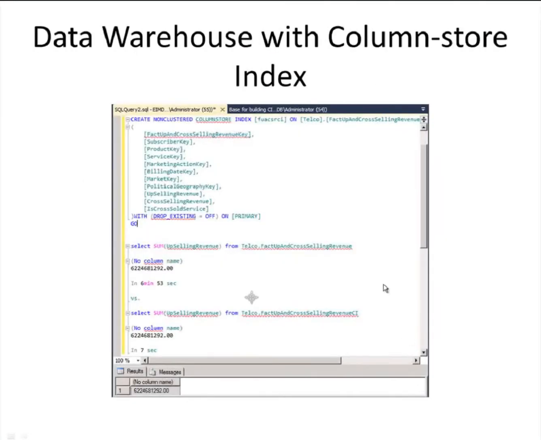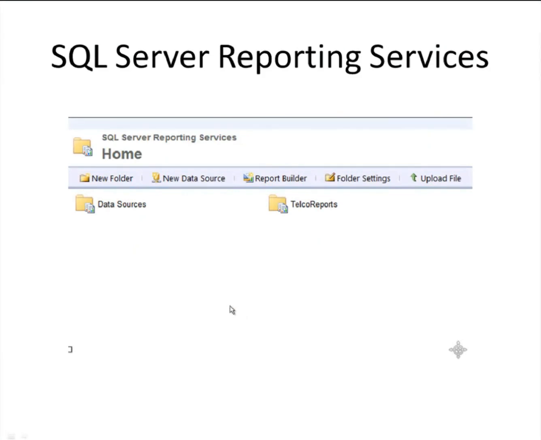So here you can see, here's the data warehouse column store index, and you can see the index above, and then you can actually see the difference in the query run times by using the table with the column store index and the one without. It's around 6 minutes, almost 7 minutes, versus 7 seconds in the latter. And then again, Reporting Services reports could leverage that to improve the performance of queries for end users.